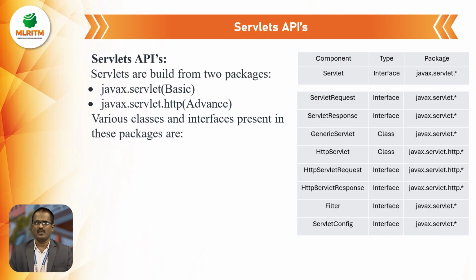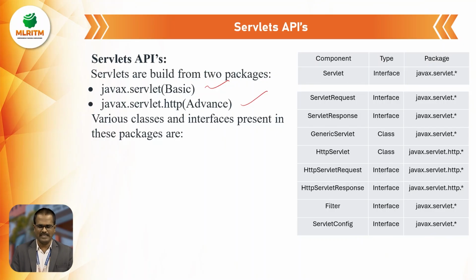These servlet APIs are located in the web server to handle the HTTP requests. Suppose you would like to write a servlet program, then you need to include some packages. In those packages only servlets are available. Before writing the servlet program, we need to include these packages. Here we have two built-in packages: basic package and advanced package. Basic package is also called the generic package.